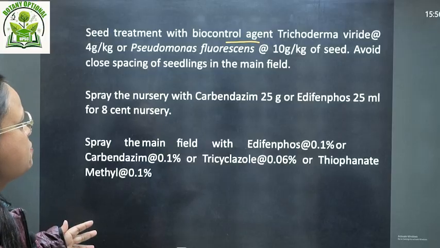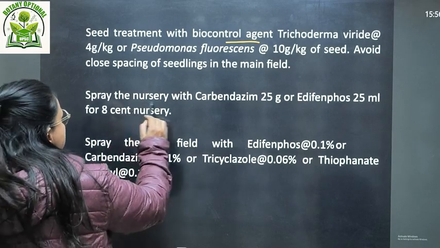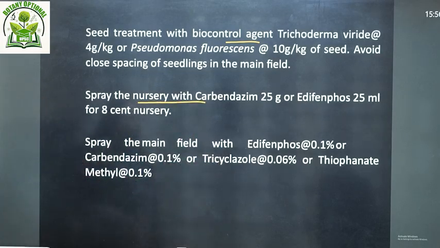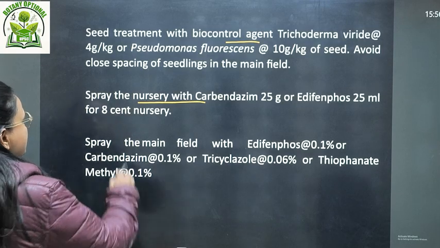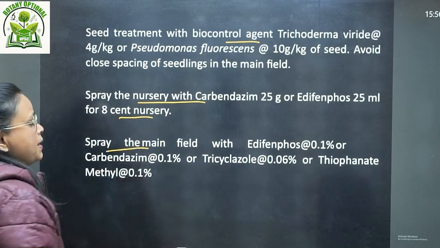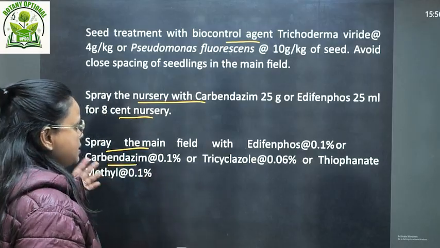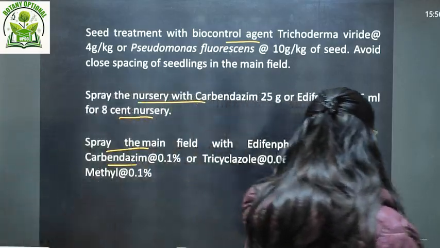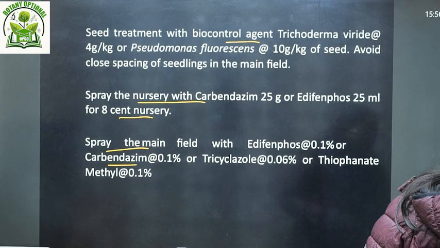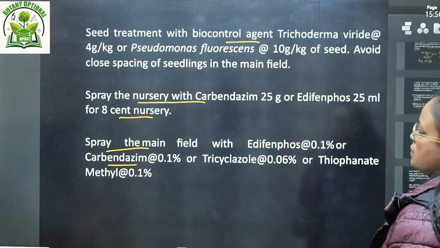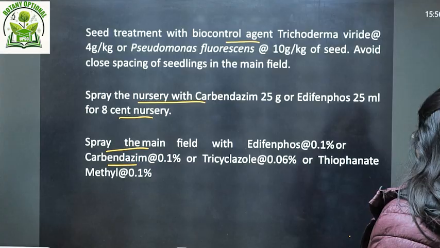Avoid close spacing of seedlings in the main field. Spray the nursery with carbendazim 25 gram or edifenphos 25 milliliter. Spray the main field with edifenphos or carbendazim or tricyclazole. Like this, all these things would be required.